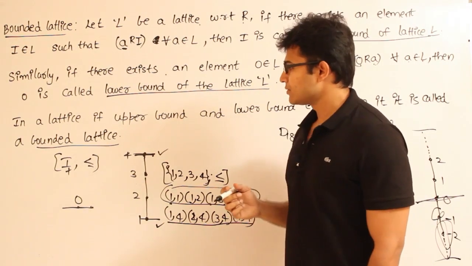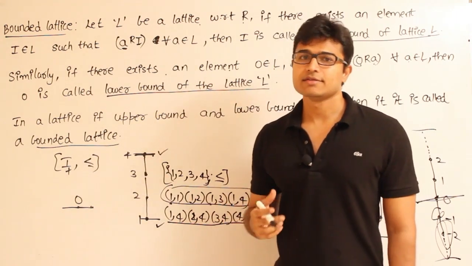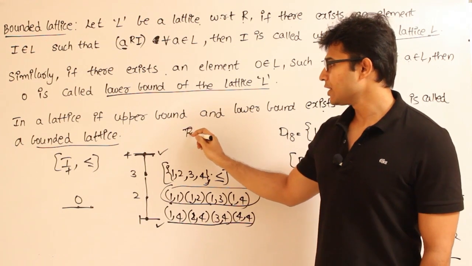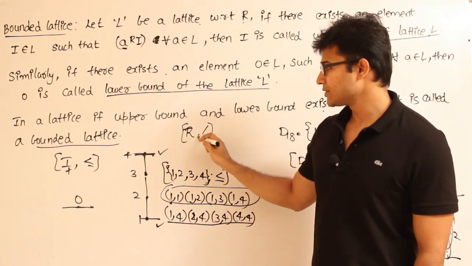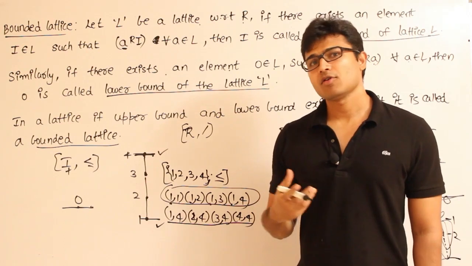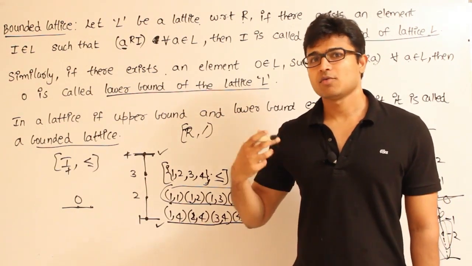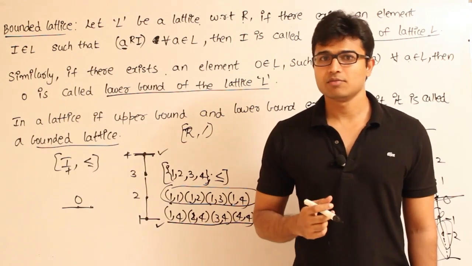So what does that mean? Like the set of all integers with less than or equal to, or probably the set of all integers, real numbers, and then divides like this. So some lattices are not bounded, right? In that case, we will not be able to apply some of the properties. That is why we are interested in bounded lattices.